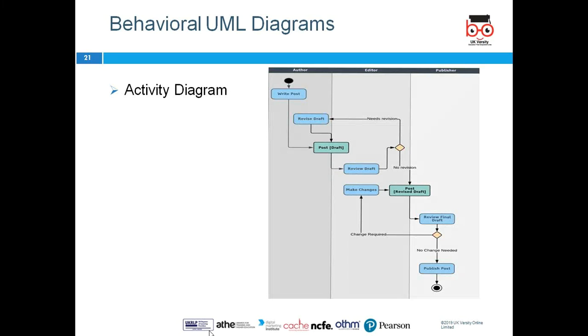Now activity. So we are talking about the behavioral UML diagrams. Activity: the author would write the post, revise the draft. And maybe the editor could do the draft, and both can be done by, let's say, the author and the editor, or jointly they can do this activity, isn't it? The editor has some other roles like needs a revision, taking decisions, and the publisher task is given here. So this gives very much clarity of the behavior involved, isn't it?